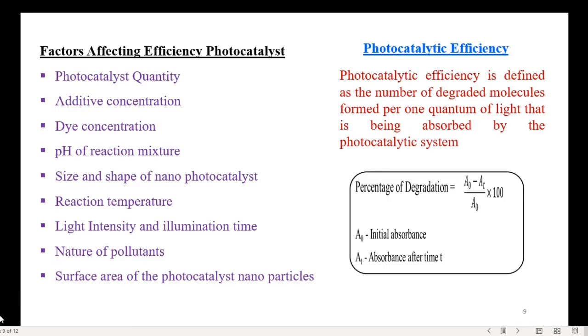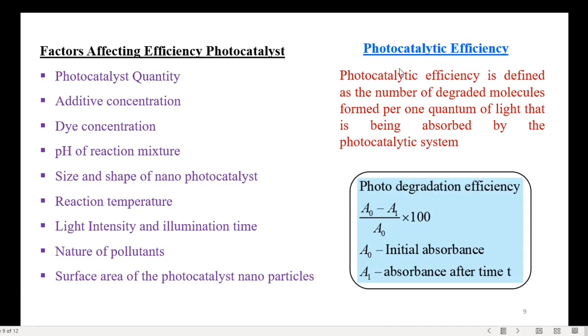Next, let us move on to the various factors affecting the efficiency of the photocatalyst: photocatalyst quantity, additive concentration, dye concentration, pH of the reaction mixture, size and shape of the nanophotocatalyst, reaction temperature, light intensity and illumination time, nature of pollutants, and surface area of the photocatalyst nanoparticles.